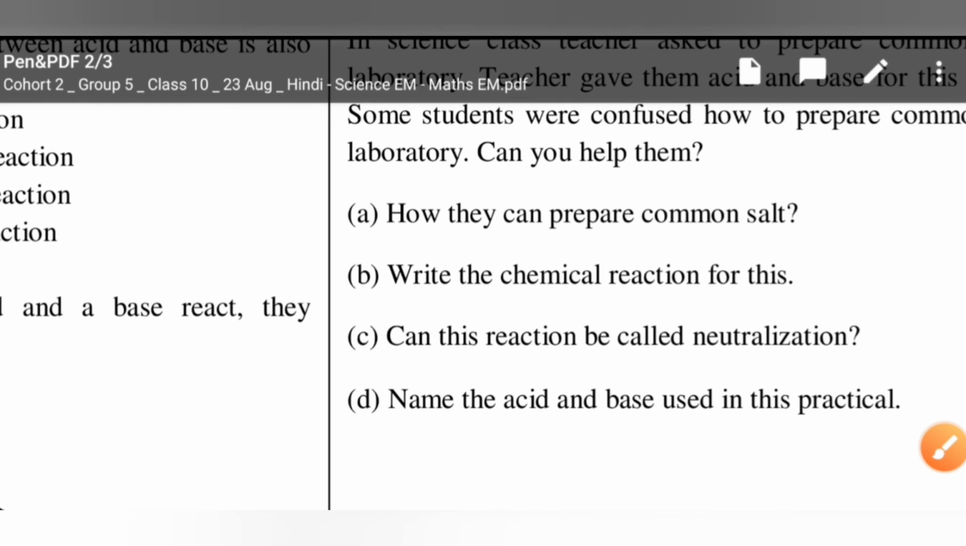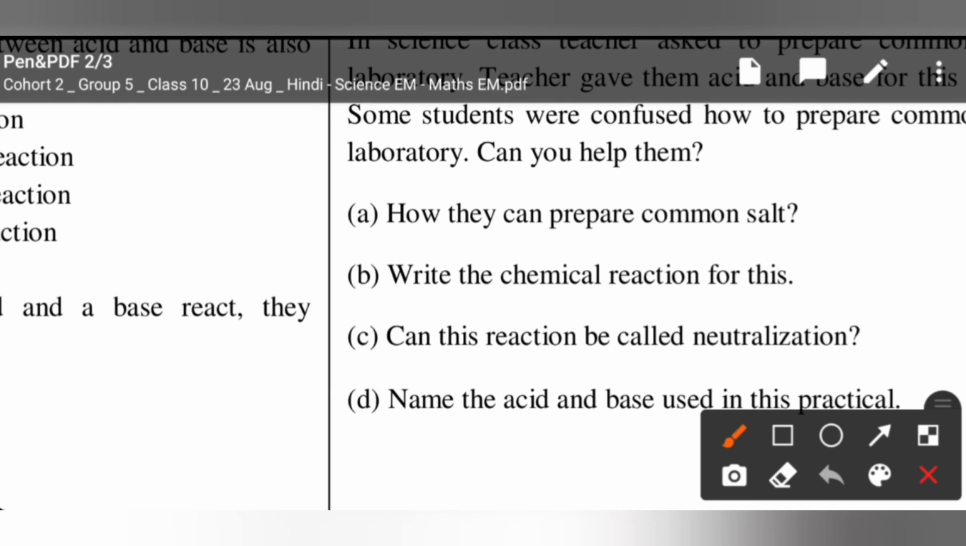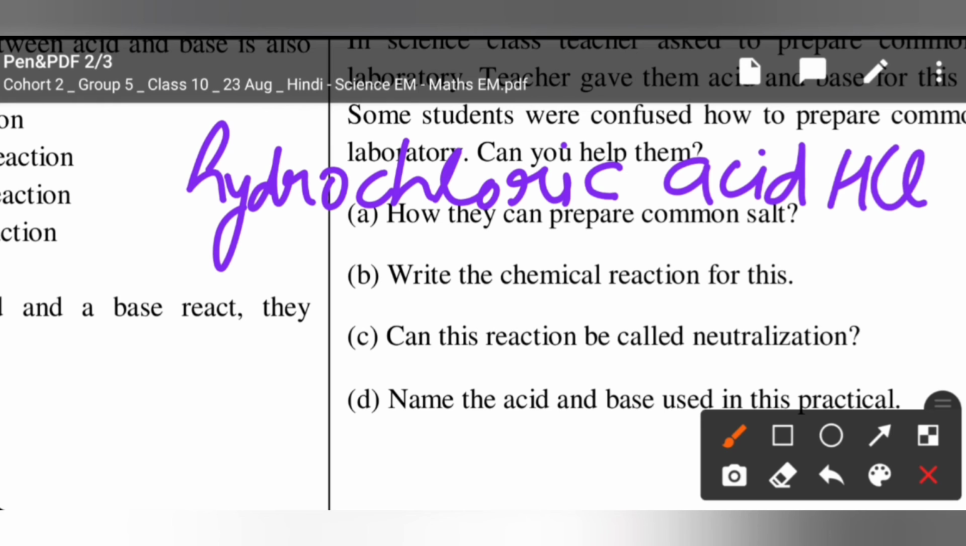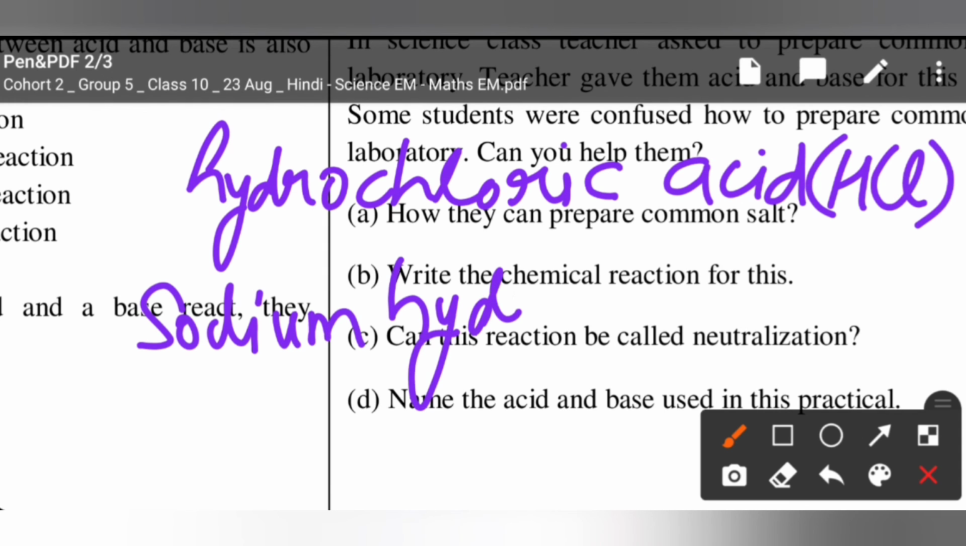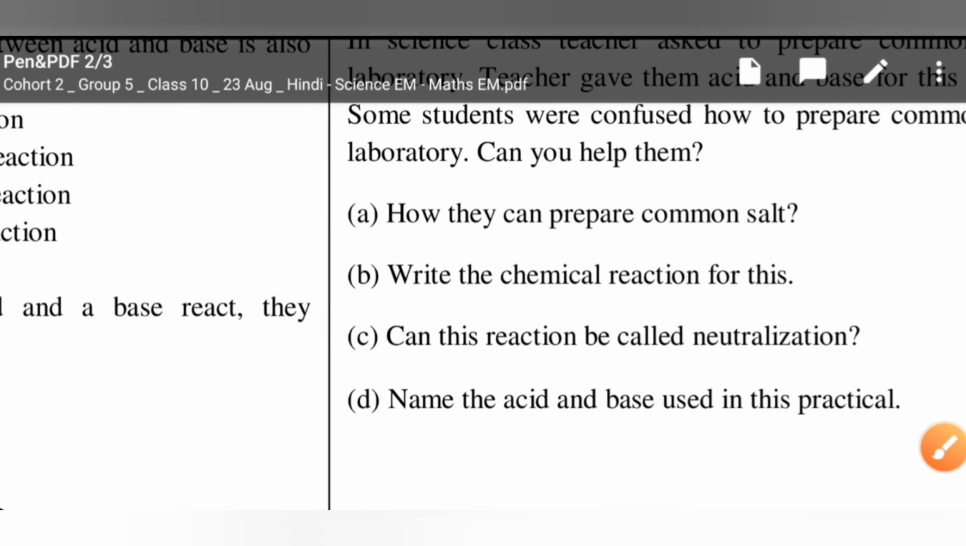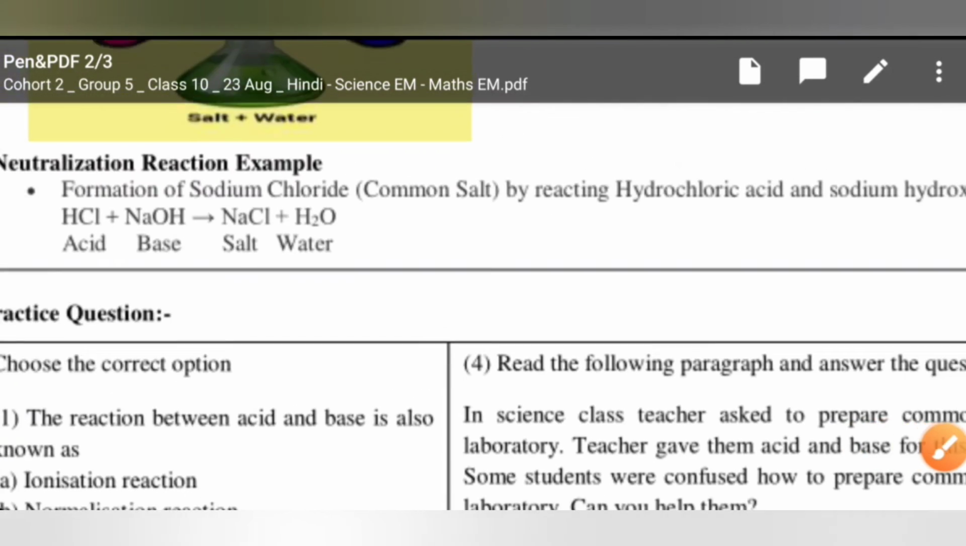Now here the last question is that you have to name the acid and base. You have already mentioned that the name of the acid is hydrochloric acid. HCl is the symbol, and the base is sodium hydroxide, and the symbol for sodium hydroxide is NaOH. Clear? So it was all about this worksheet.